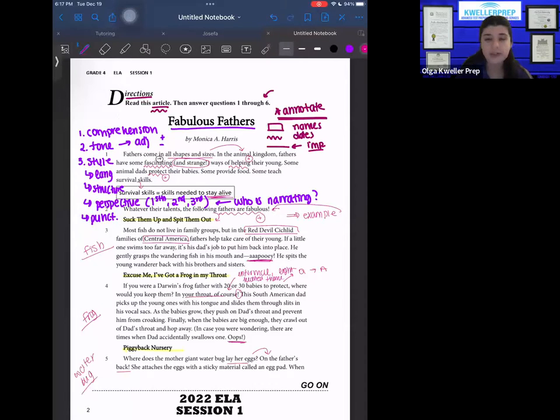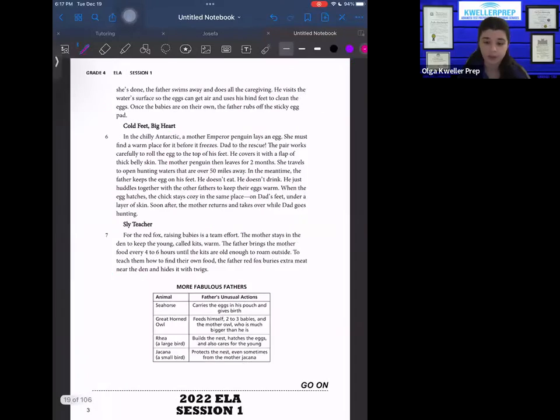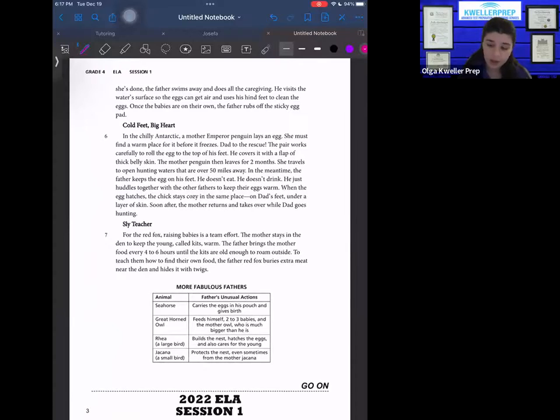So because oftentimes these passages are long, I recommend some form of annotating on the side just for the students to remain engaged and for them to remember what it was that they were reading about. And we've got 2 more paragraphs.